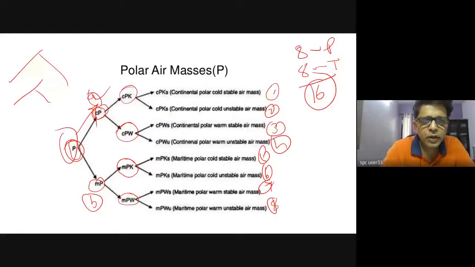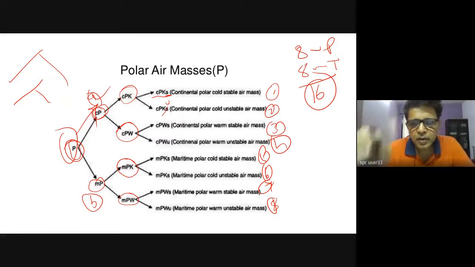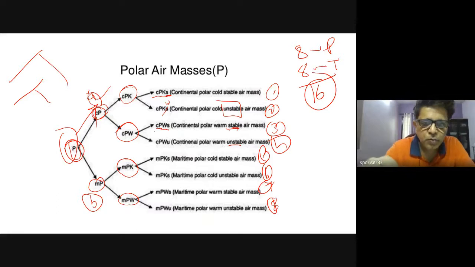When they come together, obviously we will see whether it is stable or unstable. So whether the continental polar cold air mass is stable, this in fact should have been, these are the mistakes here, because you'll see this is unstable, so this should be U and not an S. So this is going to be continental polar cold unstable air mass. Now this is continental polar warm stable, continental polar warm unstable. I'll change this tomorrow. Remember, this is wrong.